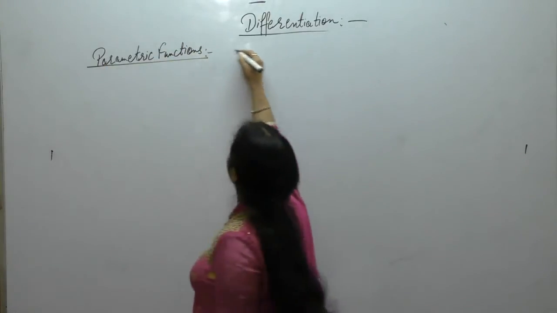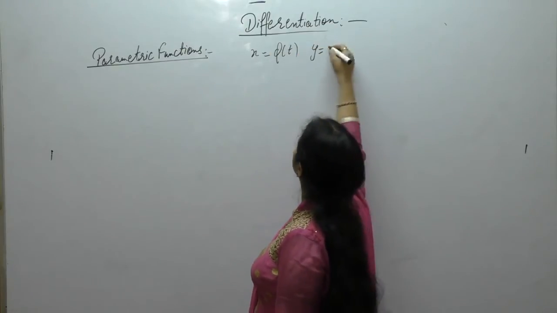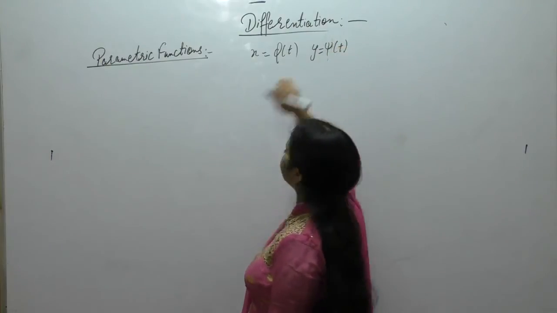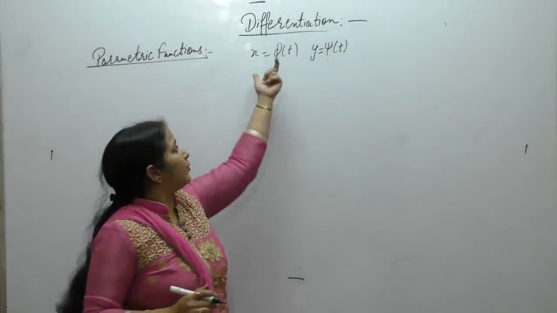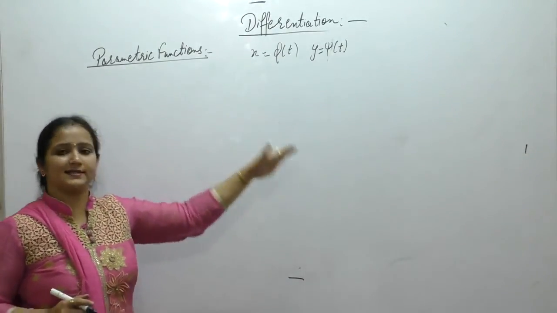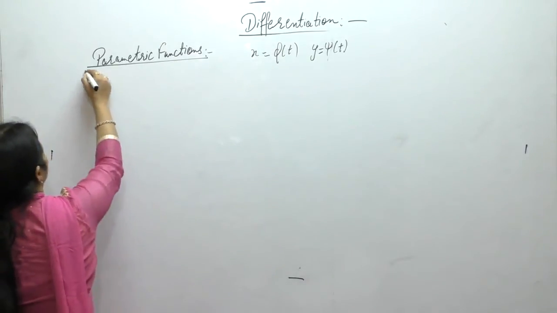Let x and y be two functions of t, say phi of t and psi of t. X and y both are functions of t, then x and y are said to be parametric functions. Now let us start with the question.